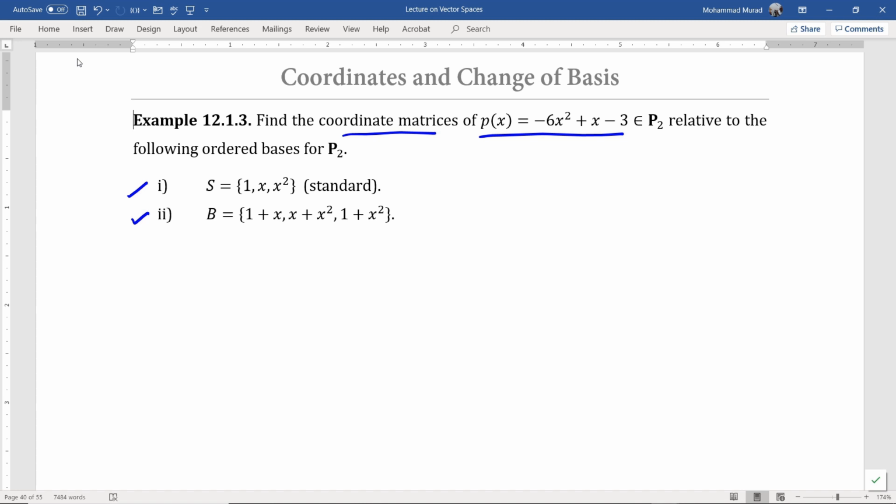In the upcoming part, we're going to talk about the change of basis and how the coordinates of vectors change under the change of basis. Thank you.